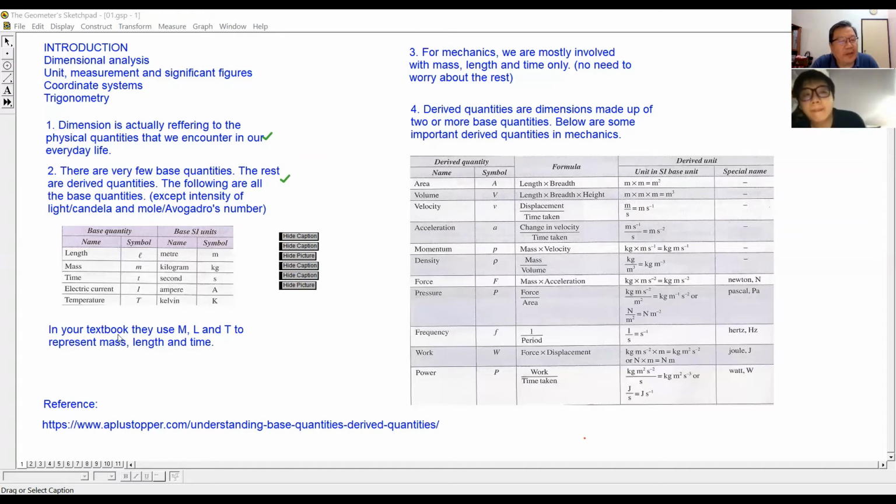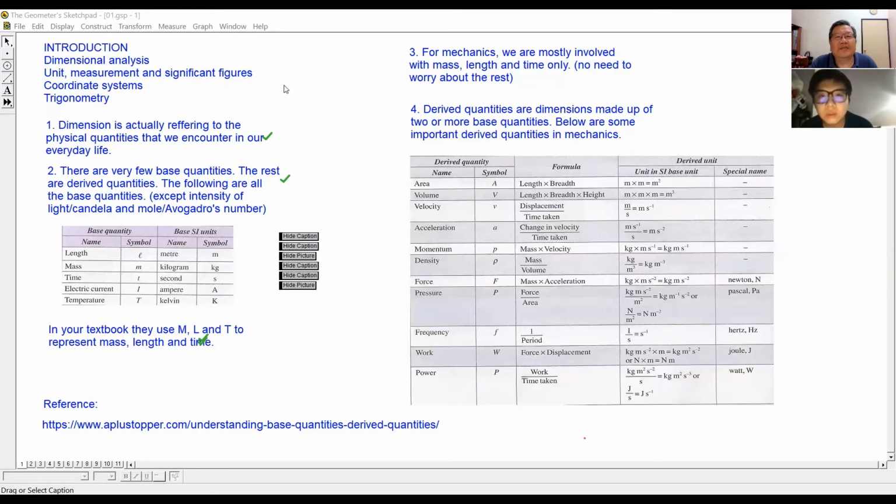Now, in your textbook, the symbol that they use to represent mass is capital M. They use capital L to represent length and capital T for time. So this is what they use in the textbook, right? Then now in mechanics, we are mostly involved with mass, length, and time. Probably later on you may want to include temperature, right? But in mechanics, it is only these three: mass, length, and time.